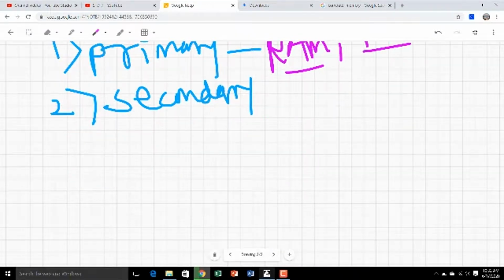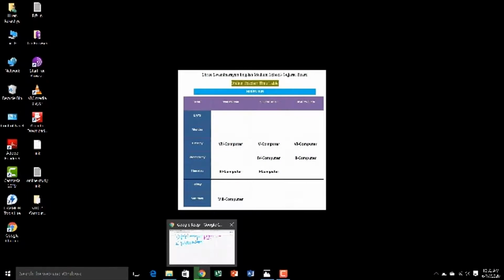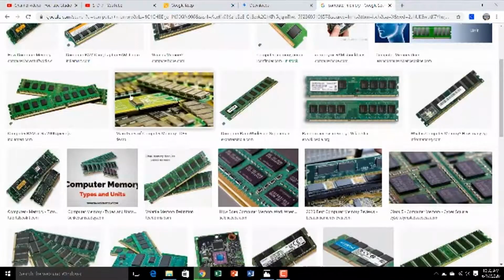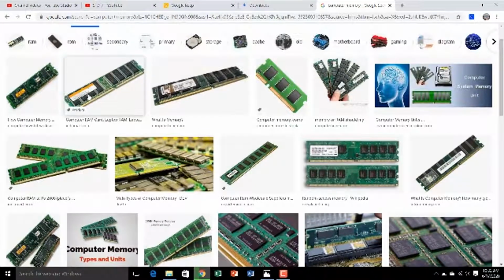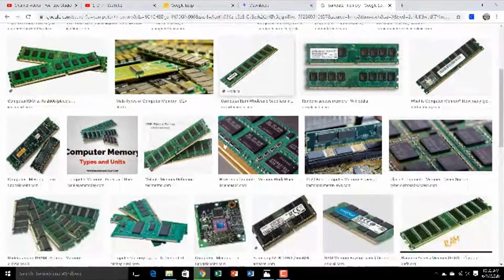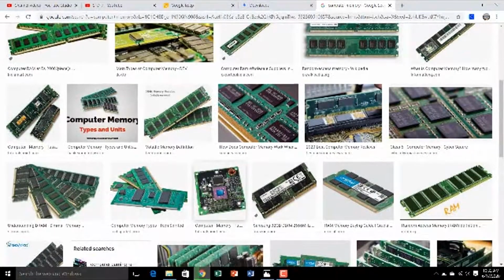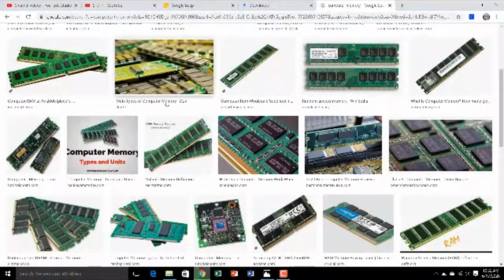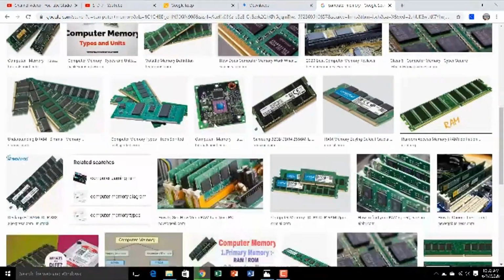We will see the image of a primary memory. See, this is the kind of memory image. It is one piece or two pieces of memory stored in our computer on a motherboard, inside the CPU. This is the RAM. Here it is written computer RAM, and the price is also displayed. So this is the image of a RAM. This is the memory.